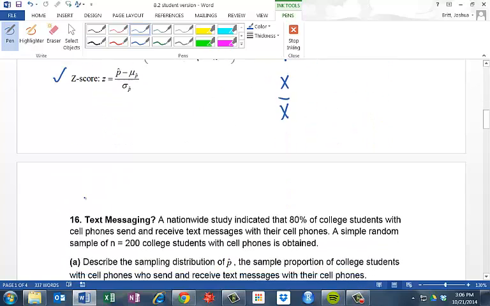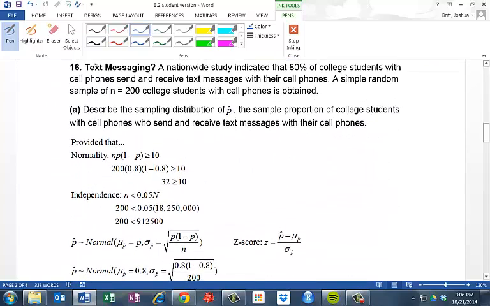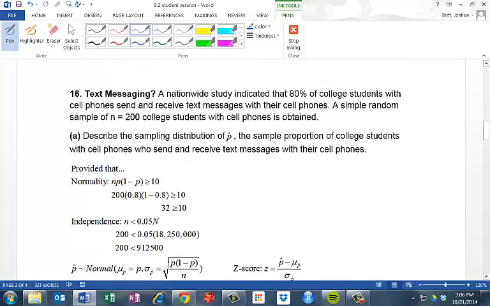Okay, let's take a look at an example. A nationwide study indicated that 80% of college students with cell phones send and receive text messages with their phones. A simple random sample of n equals 200 college students with cell phones is obtained. Part A, describe the sampling distribution of P hat. Okay, so we assume that P is equal to 0.8. And of course, the sample size is n equals 200.